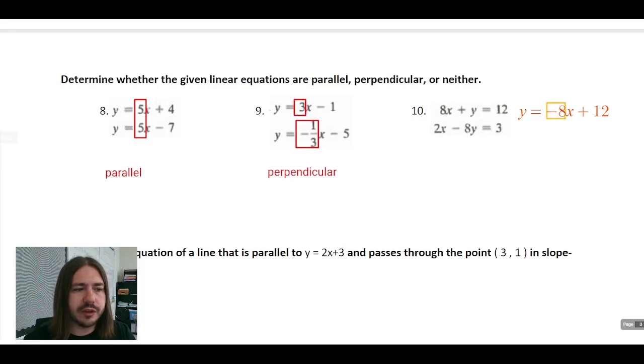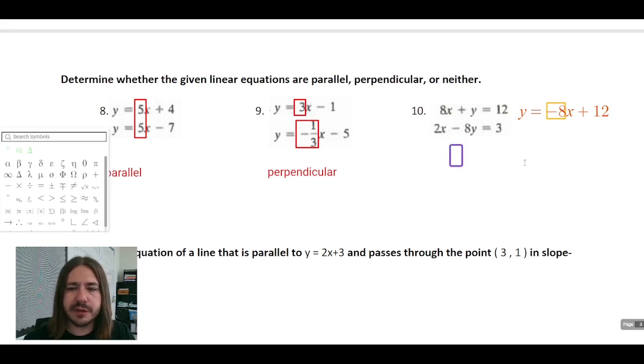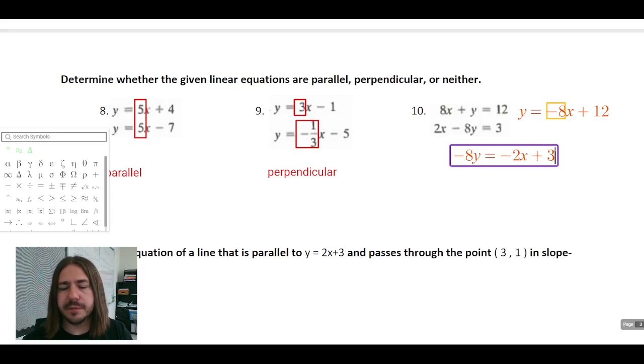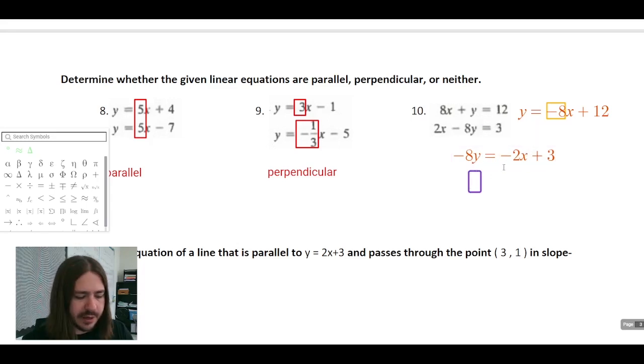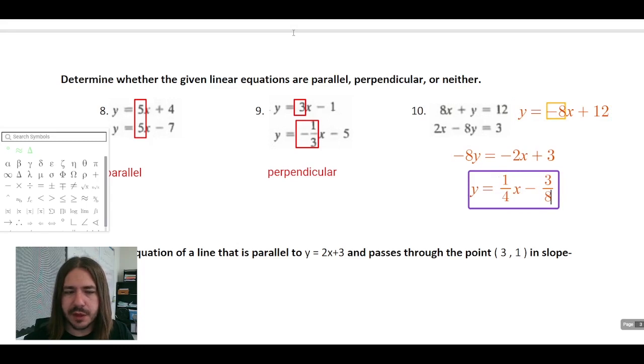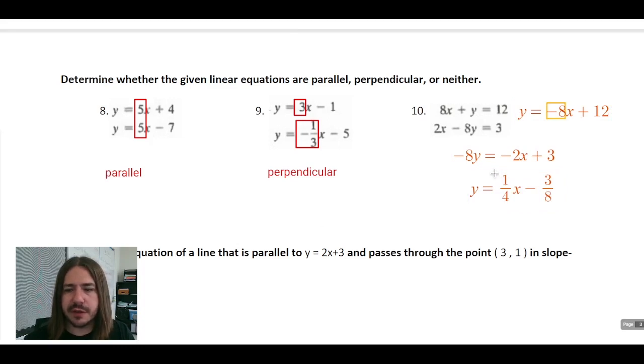For the second equation, this one's going to take 2 steps, but I can start by subtracting 2x from both sides. Okay, so minus 2x plus 3. And then divide everything by negative 8. So that would be, let's see, 2 over 8 would reduce to 1 over 4, x, and then minus 3/8. That doesn't reduce at all. So the slope here is 1/4.